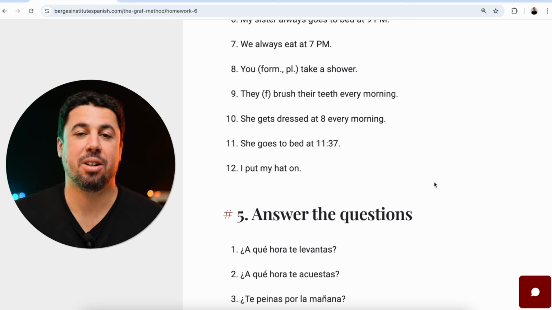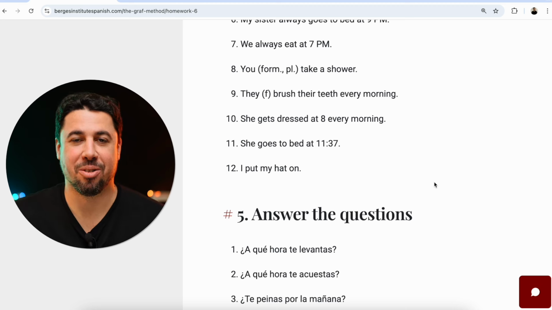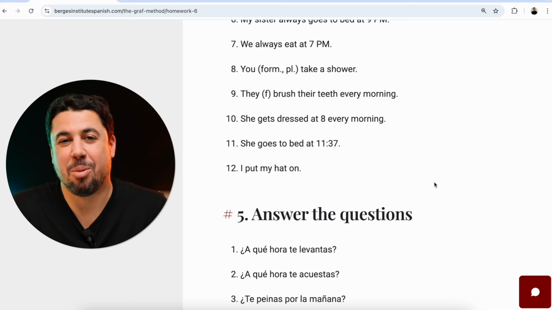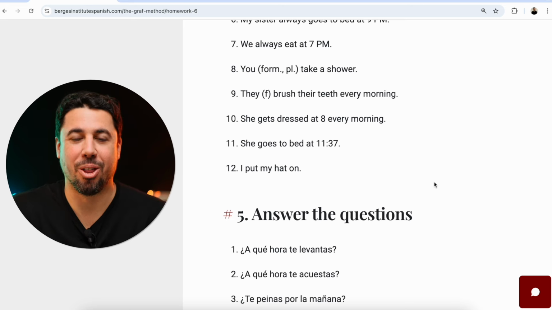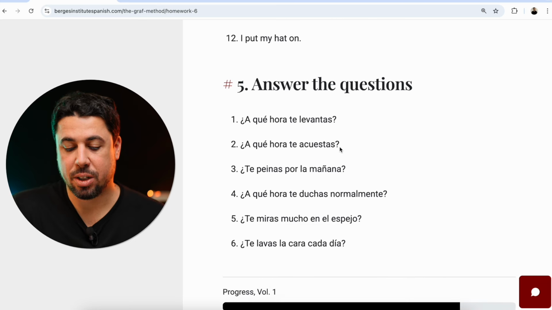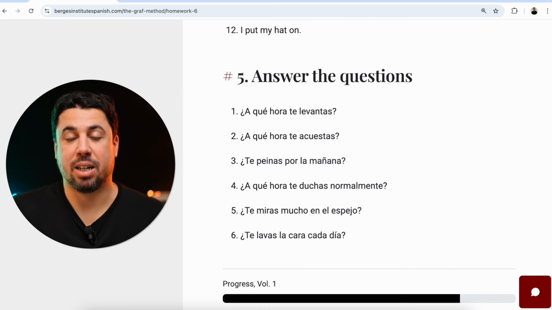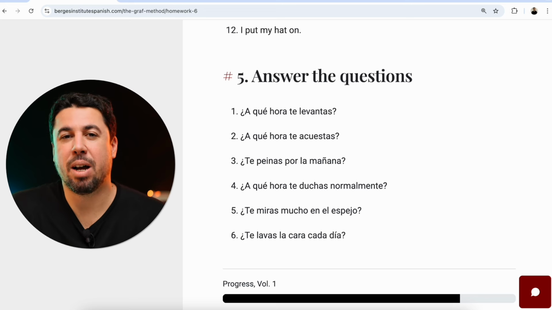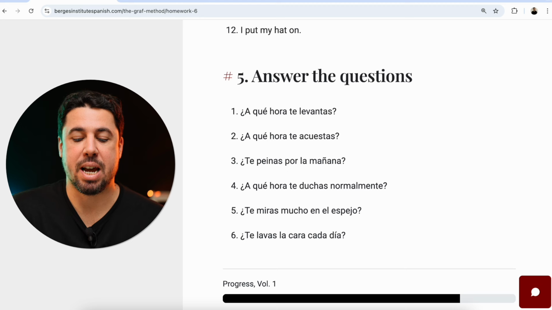I put my hat on. Me pongo el sombrero, or mi sombrero. In this case, mi sombrero is fine. It's not a part of the body. And we have to answer these questions. ¿A qué hora te levantas? What time do you get up? And I would reply, normalmente me levanto a las 8 de la mañana.